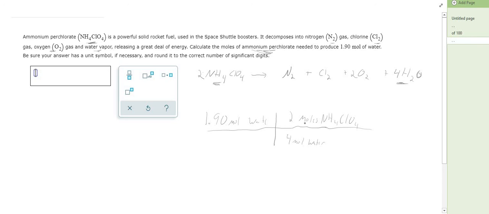That's what's being asked for, is moles of ammonium perchlorate. And so you can do the math from here. So just to make sure you know how I would do it, this is exactly what I would punch into my calculator: 1.90 times 2 divided by 4. And that should get you the right answer.